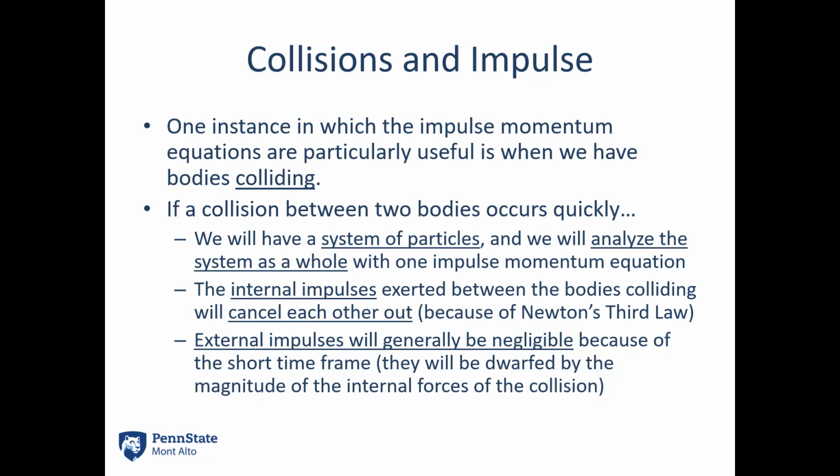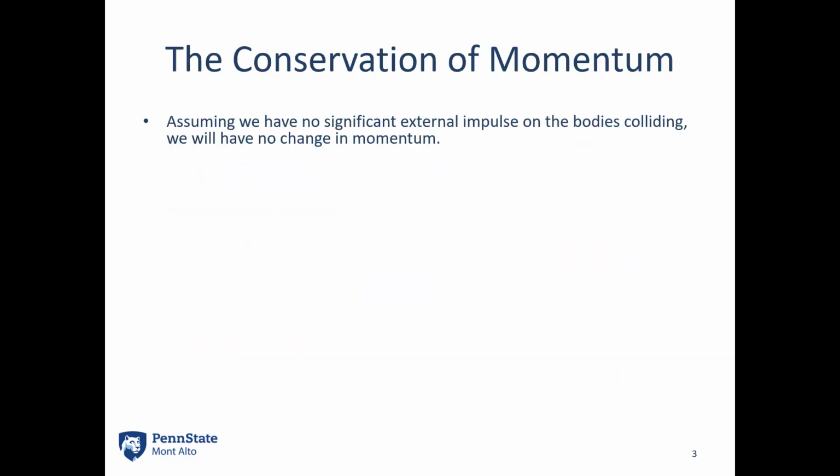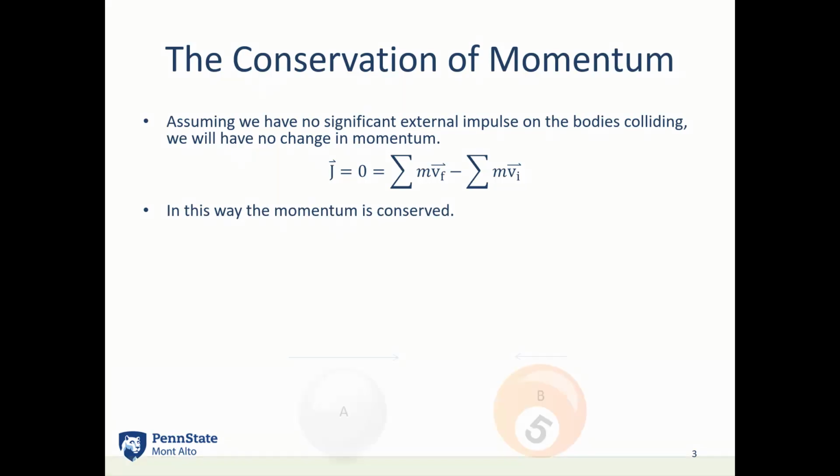So all of this comes together in the conservation of momentum. Assuming we have no significant external impulses in the bodies that are colliding, we're going to have no change in momentum during the collision itself. So the impulse is going to be zero because the internal ones cancel each other out. The external ones are negligible. And so no change in the momentum of all the bodies, final minus all the bodies initial. All right, so in this way, momentum is conserved.